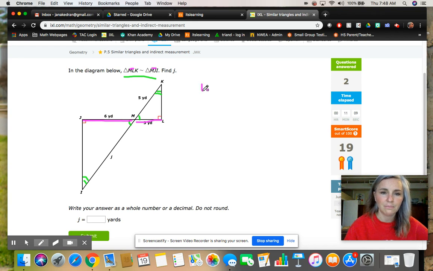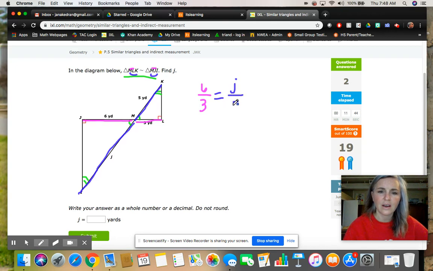So I'm going to say 6 is to 3. And I could have done 3 is to 6. I just need to make sure my next one goes in the same order. So KM is going to pair with JM. So that's this side right here. Okay. So J is to 5. And I'm just double checking here. I started with 6, so I'm starting with J. So this is going to be J is to 5.